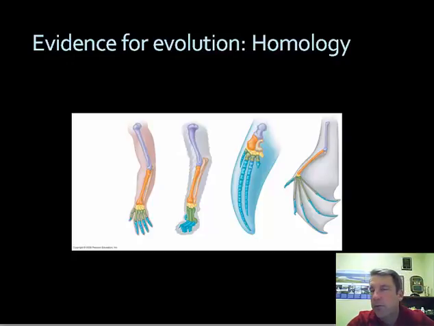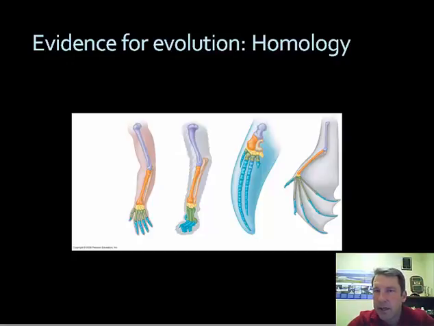There is no need for evidence for microevolution. It's observable. We can see that occurring. So again, we're talking about macroevolution in the past. The next line of evidence we're going to look at is homology. Homology is the study of similar structures.